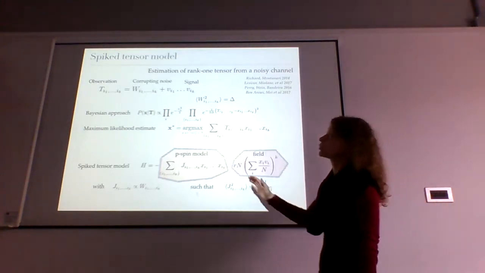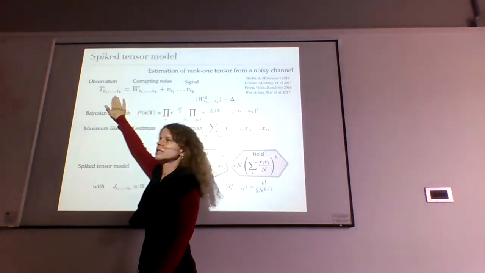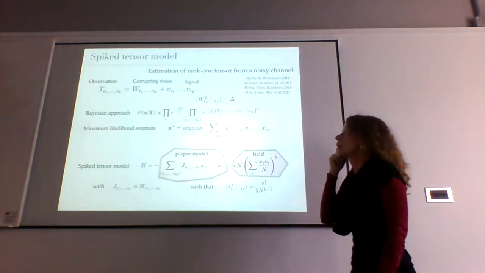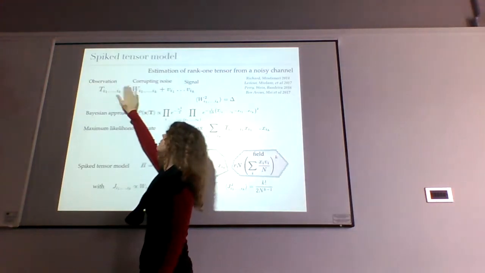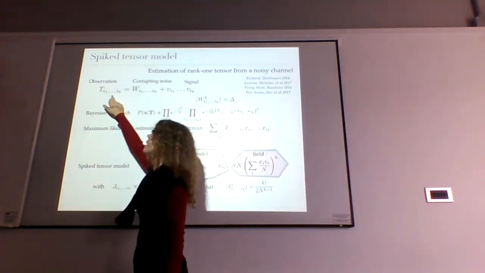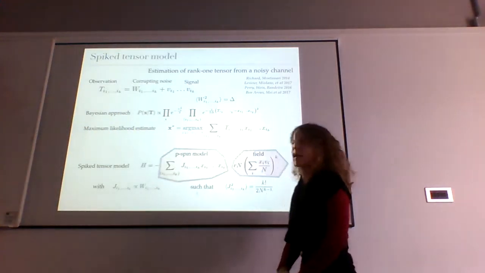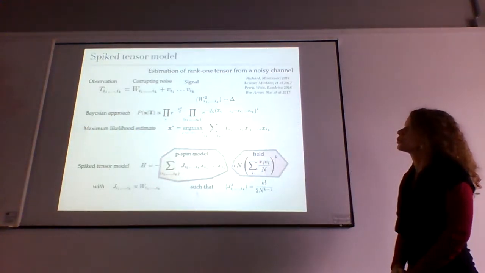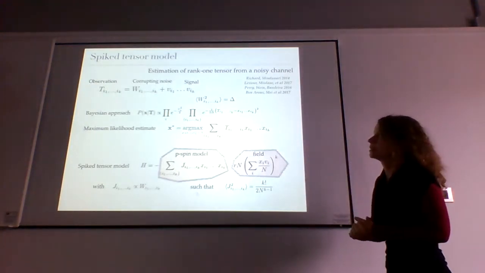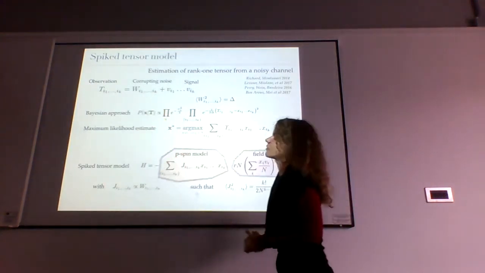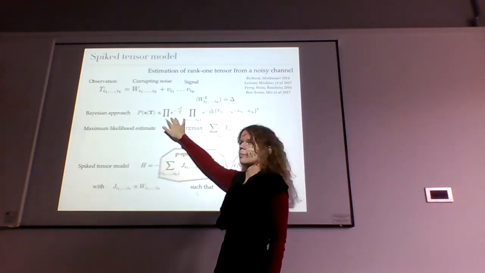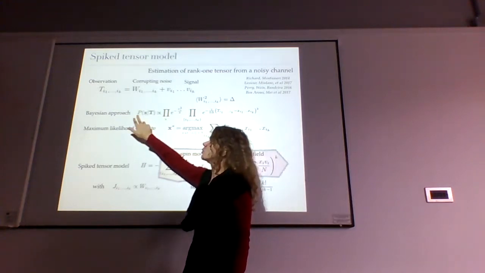So the task will be, by observing this multiple representation of the original vector, you see this is very much redundant, because the vector had only n components, and here you have n to the k observations at hand. What you want to do is, again, to retrieve the signal, but you are disturbed, and the problem is the presence of this noise.